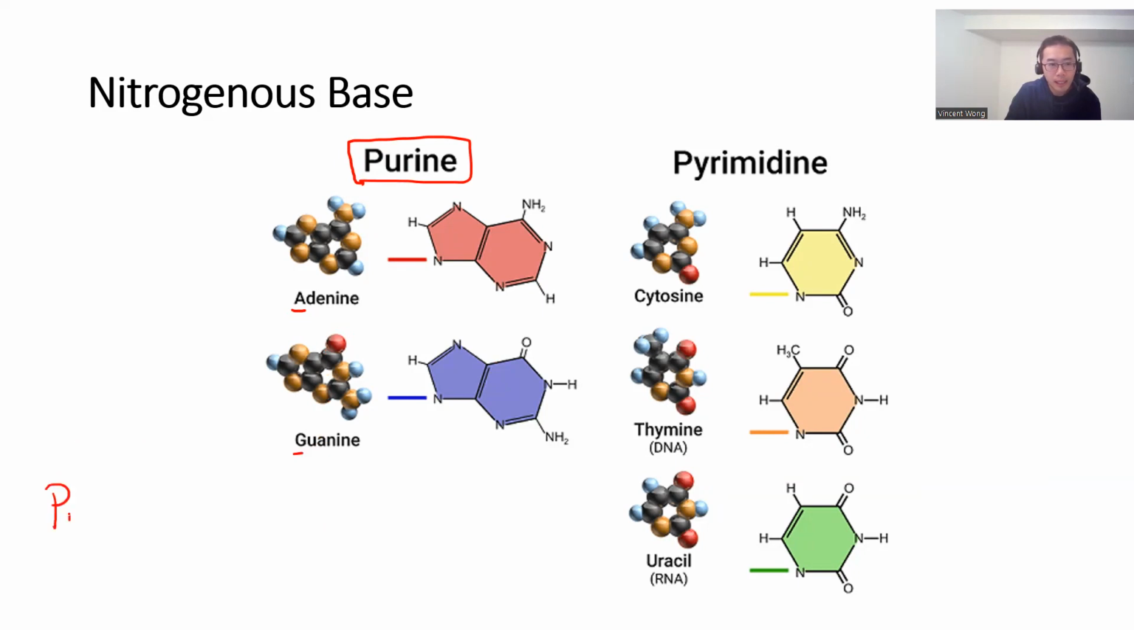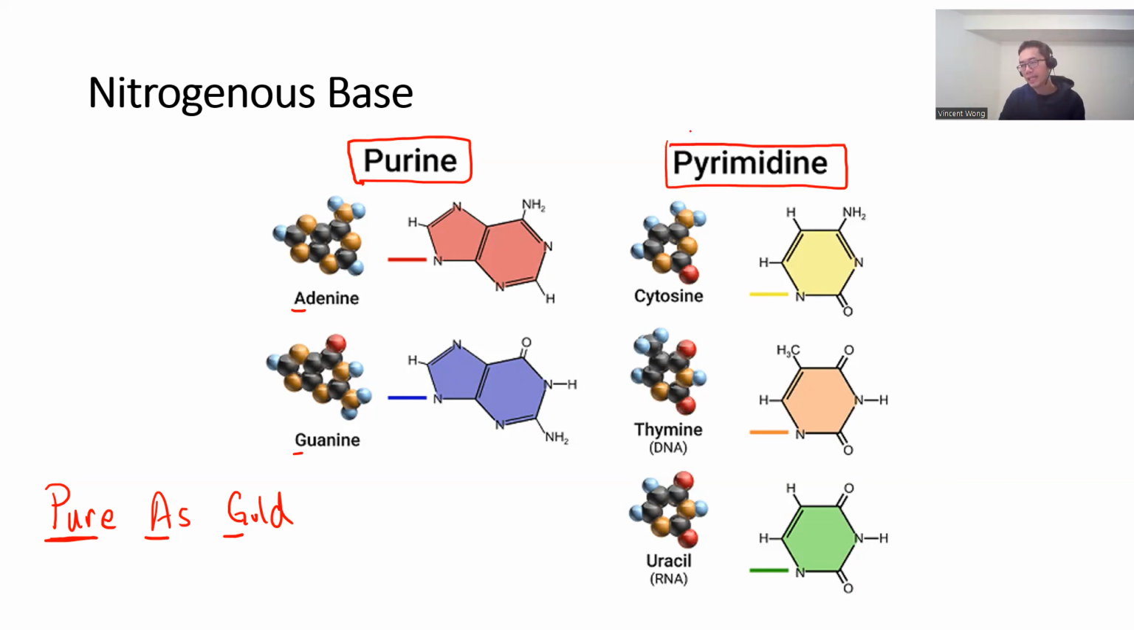You can remember it like this. Remember the phrase pure as gold. So purines are A and G. Everything that's not purine is pyrimidine. Pyrimidine. Okay, so purine has 2 rings, and pyrimidine has 1 ring.